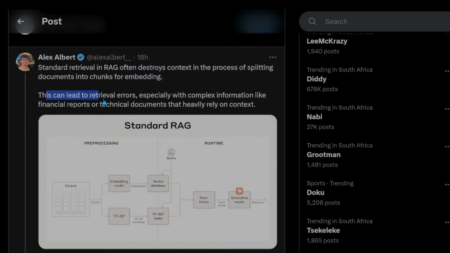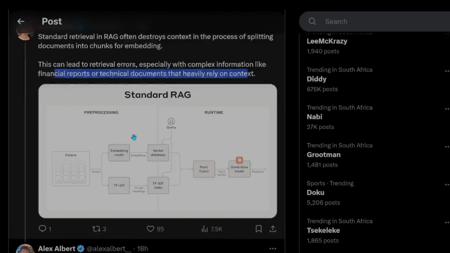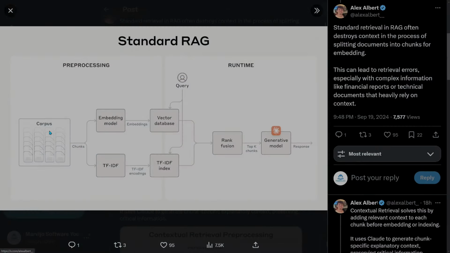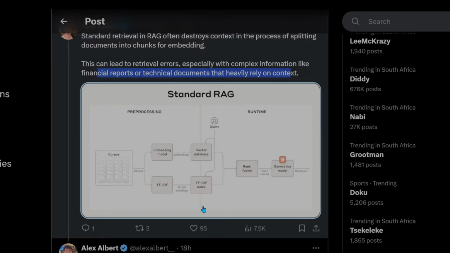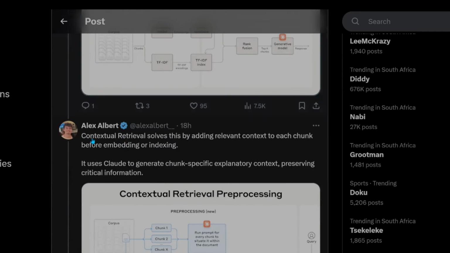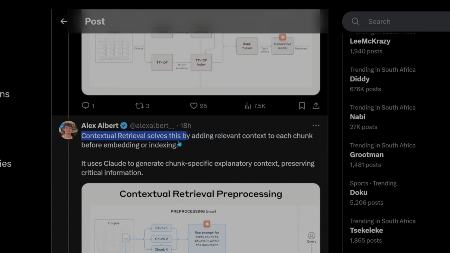This can lead to retrieval errors, especially with complex information like financial reports or technical documents. So this new technique does what the normal RAG was doing, which is retrieving the data. And then after creating embeddings for it, for each and every chunk of the embedding, we prepend another piece of data, some metadata of context. And that context is actually generated by a small language model.